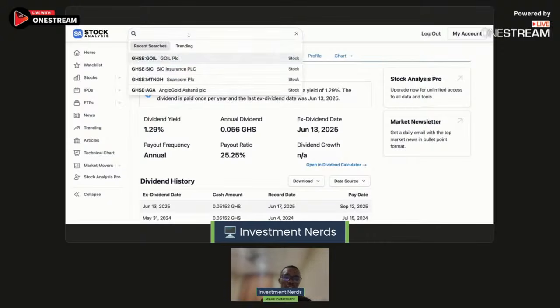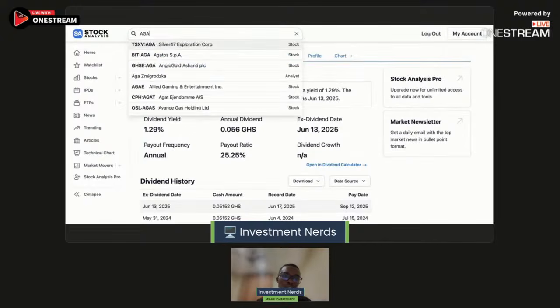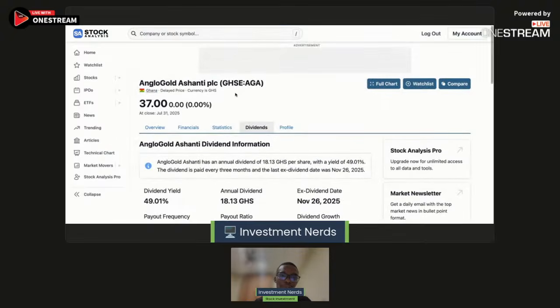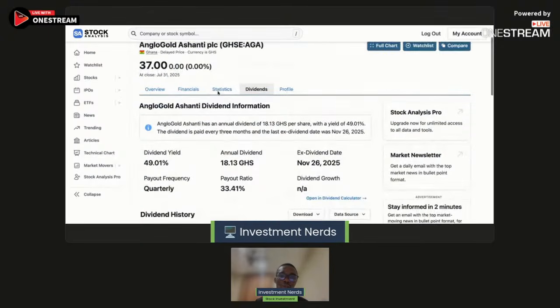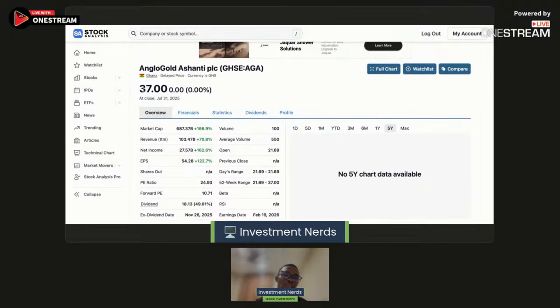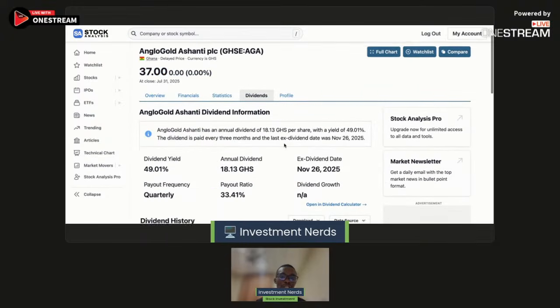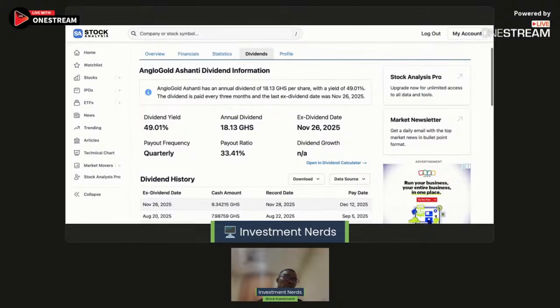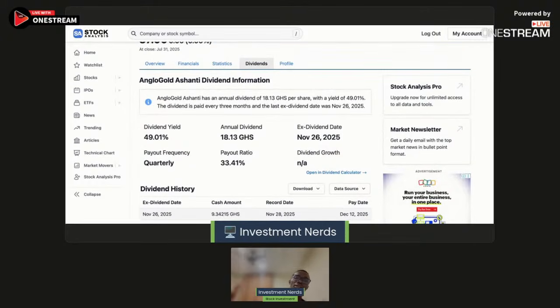So let's say, for instance, like Jade and I were exploring last time, we look for a company like Anglo Gold Ashanti. Let's come to the overview of Anglo Gold Ashanti. If you watch it, you see that the price has been 37 cedis for a very long time. Then it means that it must be rewarding when it comes to dividend. Are you getting it? Because if the company price is not growing, then maybe they are paying a lot of dividend.